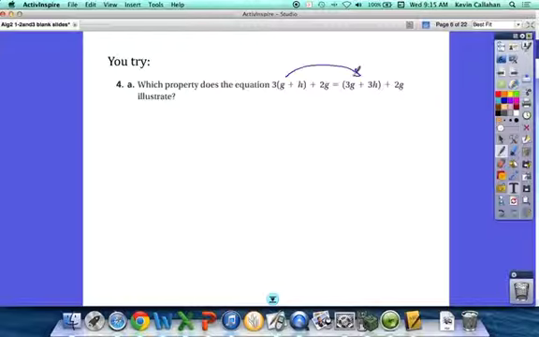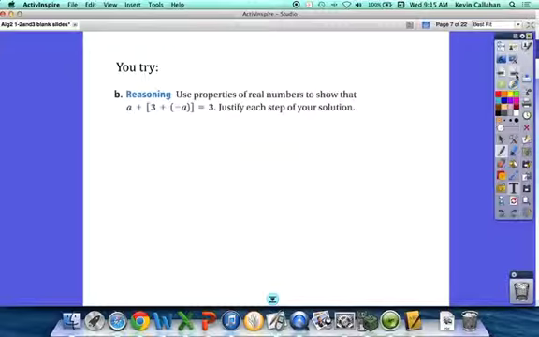What's going on here? Say again? It's distributive property, right? They multiplied 3G times plus 3H. So that was a distributive. And this one, how could I simplify what's here so that it all equals 3? Which properties could we apply?